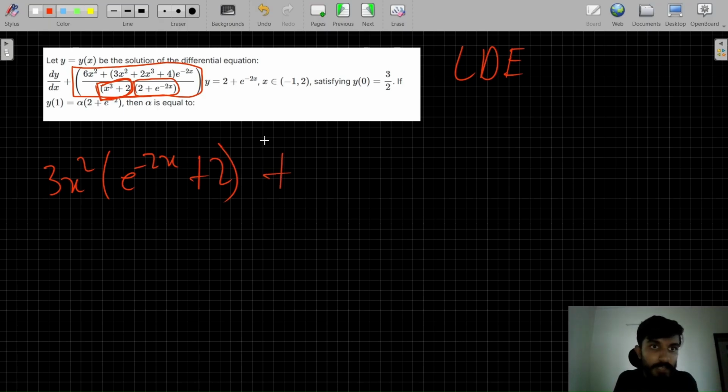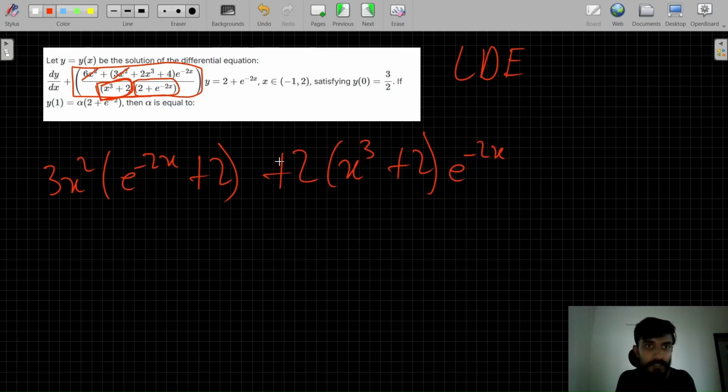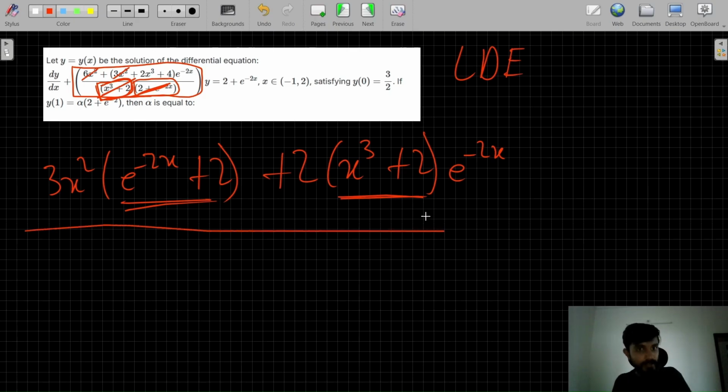Okay, and then I have finished. I have used up this term and this term. What is common here? I can remove 2 common out: x power 3 plus 2, e power minus 2x. This is one term in the denominator, right? This is one more term in the denominator, right? Therefore, we have converted our numerator in terms of the denominator, which is what we intended to do, right?